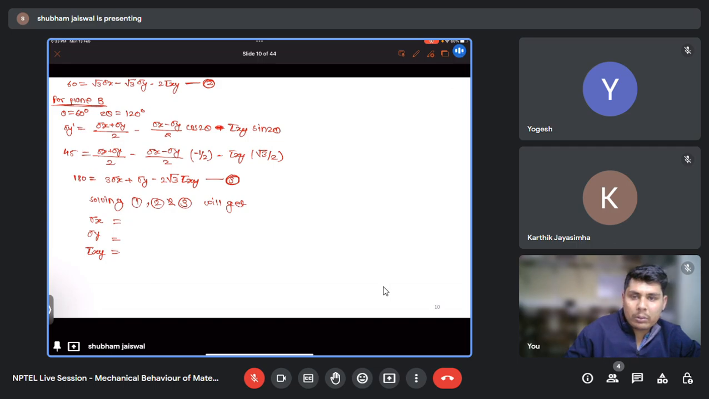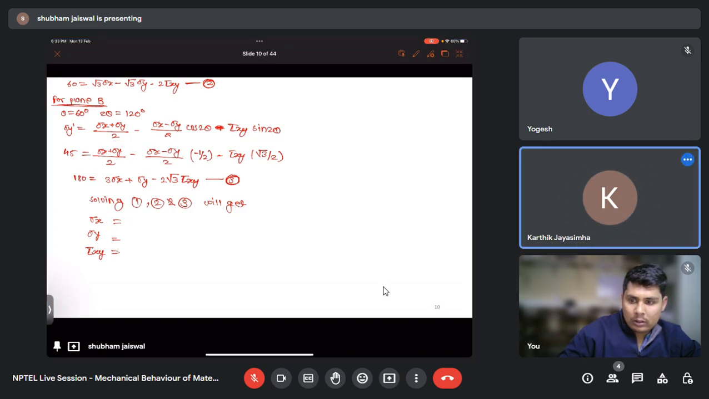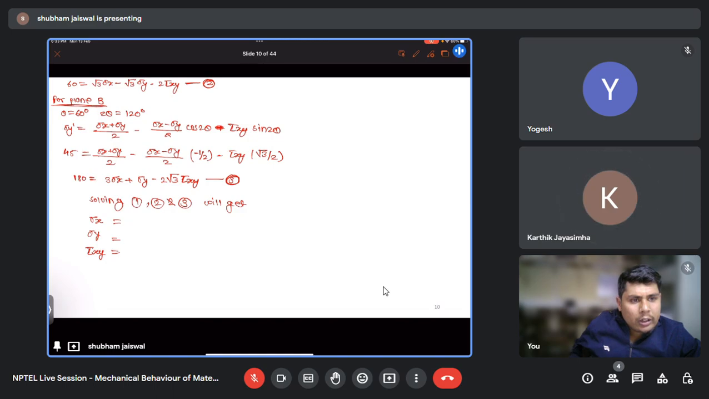What is the value of sigma x? Should we go by the matrix approach? You can solve it directly in the calculator itself. Go to the equation where you have the 3 unknowns and put that in. You can also go by the matrix approach, but the matrix approach will take time. So just simply put it in the calculator, you will get the answer.